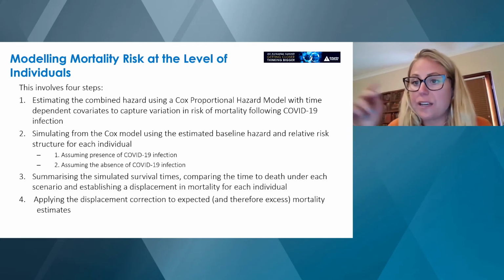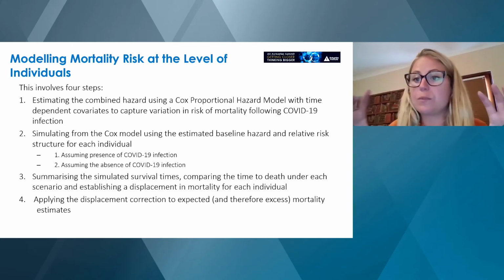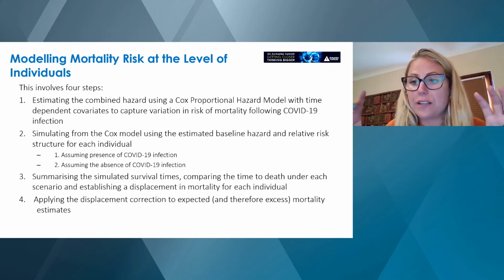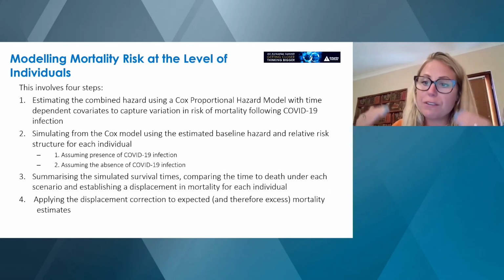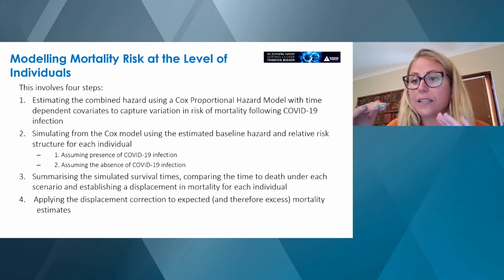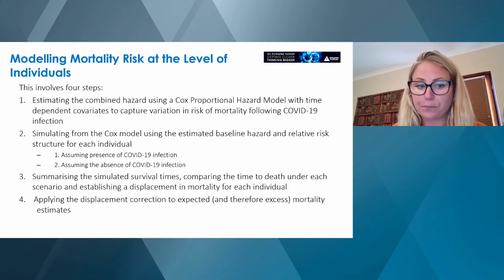And the first time we do that, we assume COVID-19 is within the population, so exactly what is within our model. We do that for every individual, so for example, 500 times. And then we rerun those simulations a second time, but this time we set the COVID covariate to 0 and we don't allow them to have COVID. So then we look at their survival profile over the period with and without COVID.